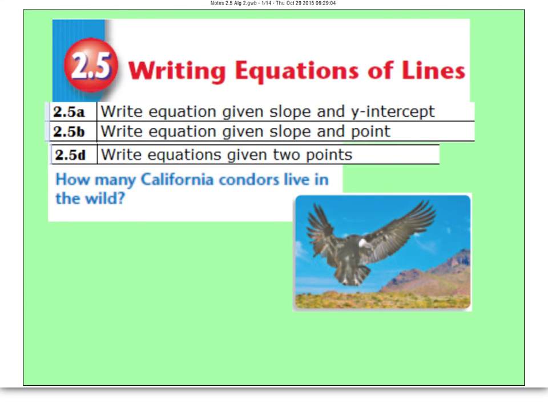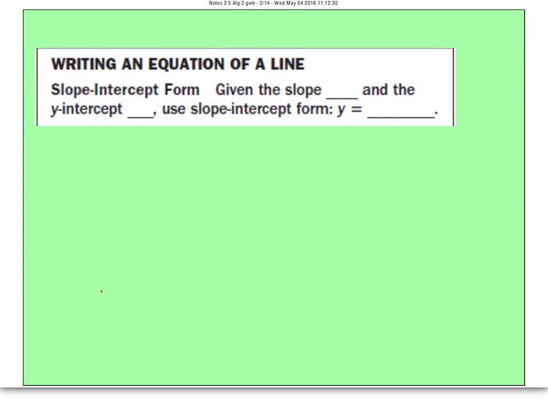In this section, I'm going to show you how to write equations of lines. The first learning objective is A, where I'm going to show you how to write an equation if they give you the slope and the y-intercept. So to do that, we should remember what the slope and y-intercept form looks like. Recall that it's y equals mx plus b, where m is the slope and the y-intercept is the letter b.